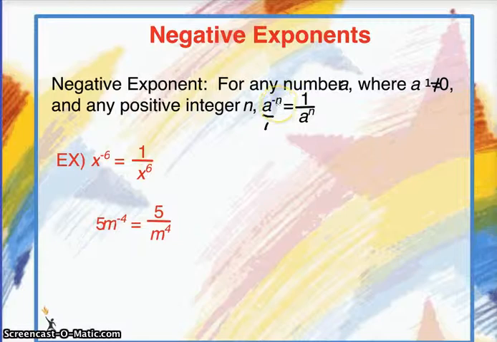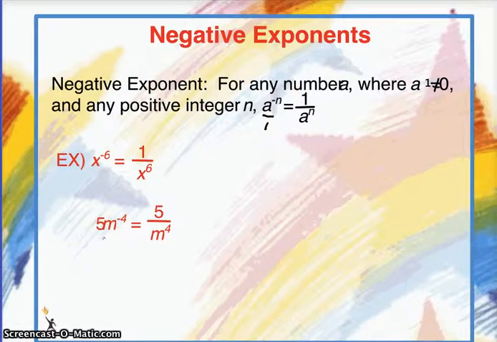We can do that for any variable raised to an exponent. We can take the reciprocal, but then we have to take the opposite sign of the exponent. So here's some examples. x to the negative 6 is then 1 over x to the 6. We took the reciprocal and we took the opposite sign of 6.